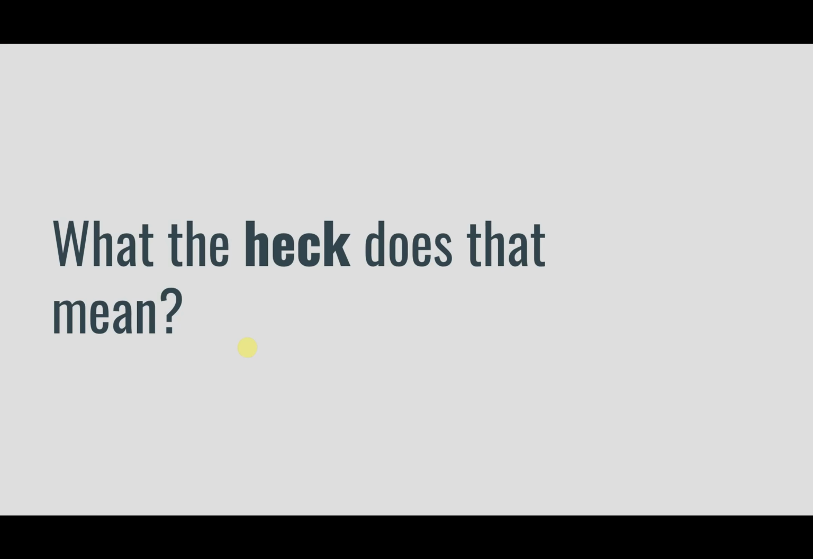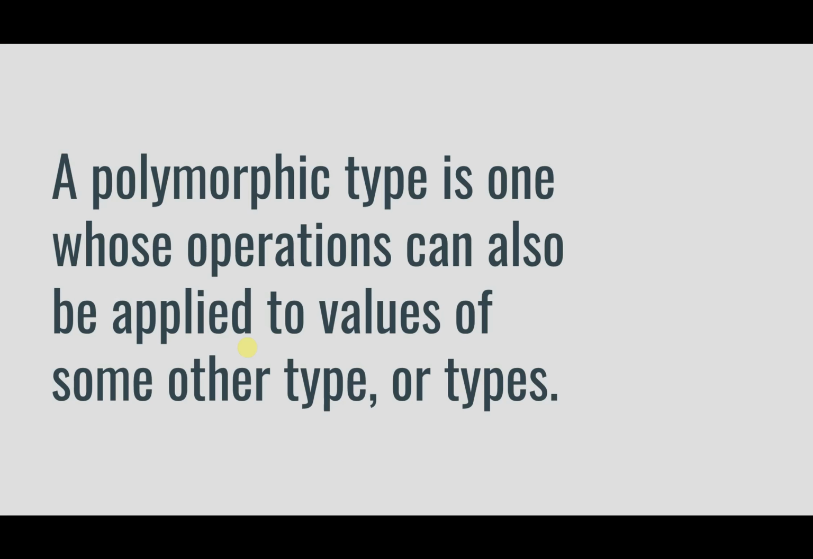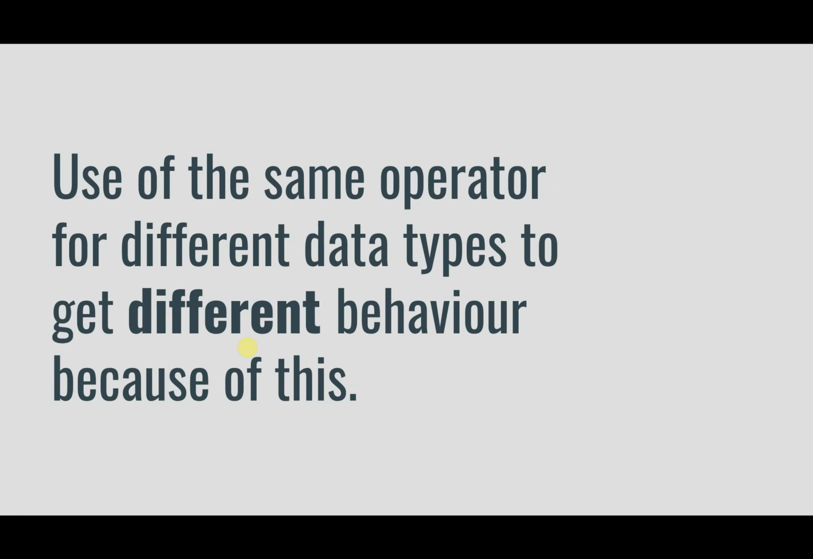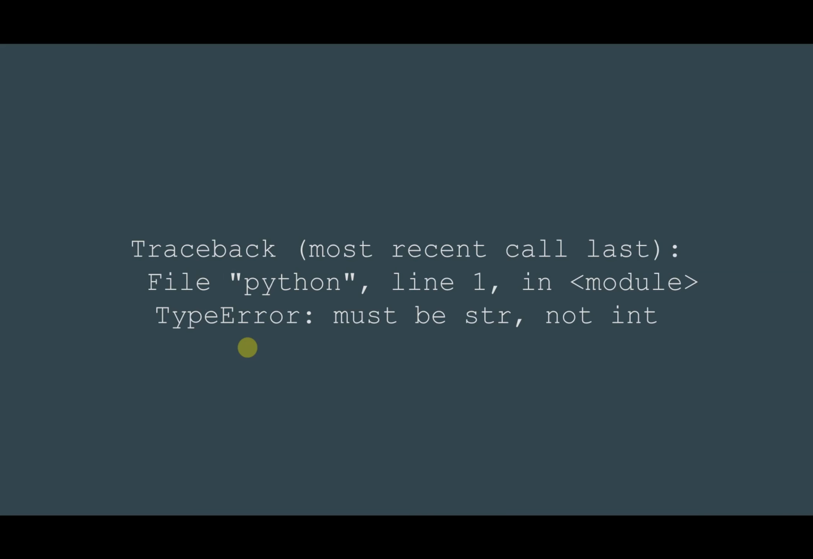So what the heck does that mean? A general definition of polymorphism is that it's something that has the condition or the ability of something to occur in several different forms. So a polymorphic data type is one whose operations can also be applied to values of some other data type or data types. So use of the same operator for different data types to get different behavior because of this. For instance, this line would not work because you're dealing with two different data types. So you're dealing with a string on the left of the plus sign and an integer on the right of the plus sign. So that would return the type error.